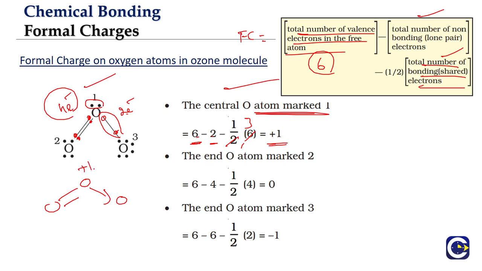So on the central oxygen, what is the formal charge we are getting? We are getting it as plus 1. Now look at oxygen 2, one of these end oxygens. The number of electrons in the free state is what? 6 minus the total number of non-bonding electrons, those coming from the lone pairs. What is it?